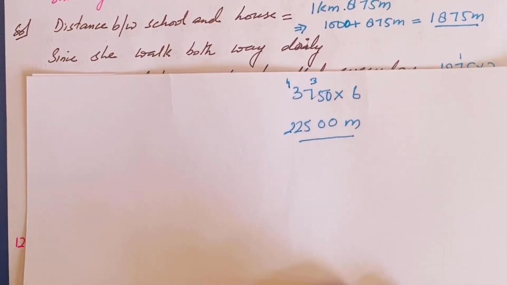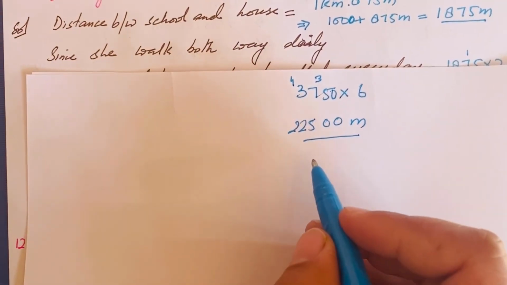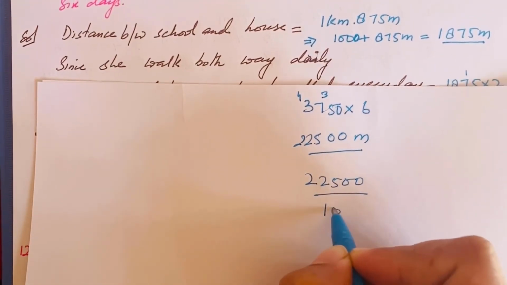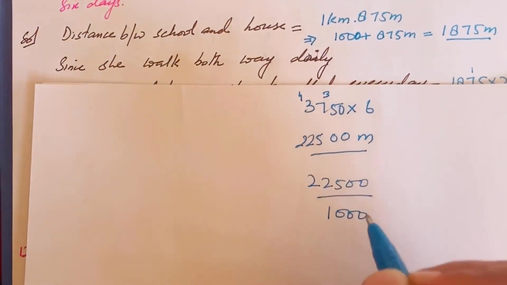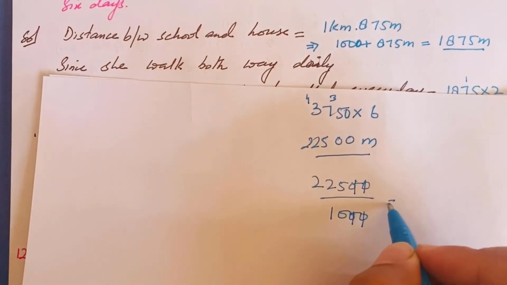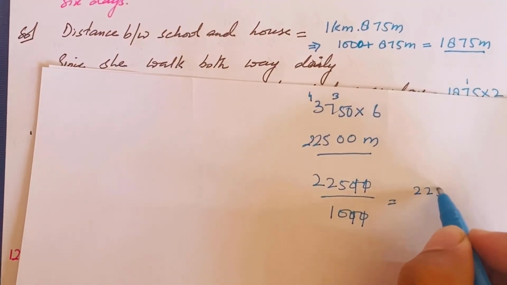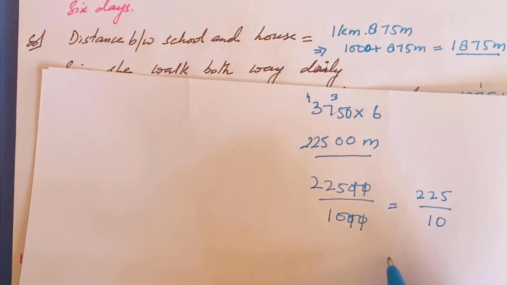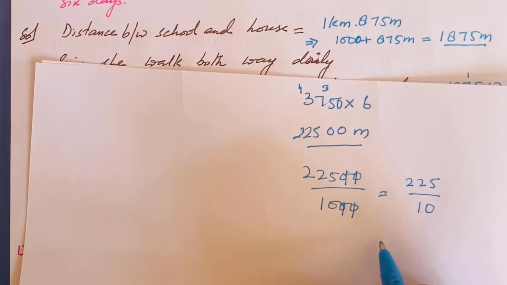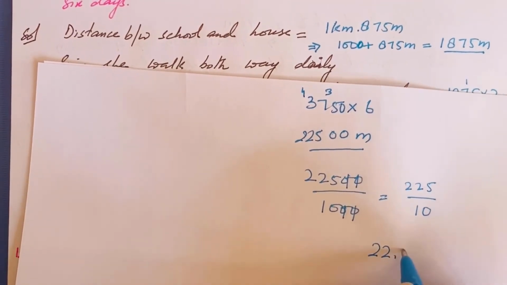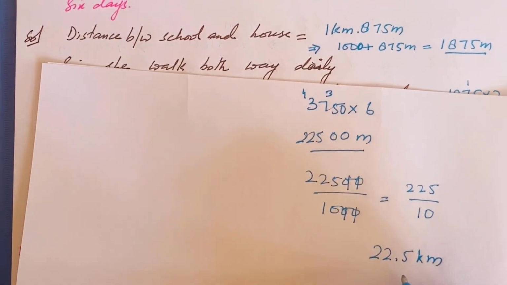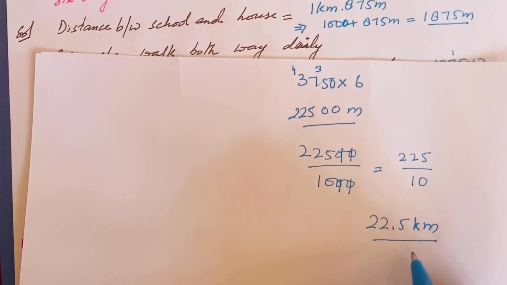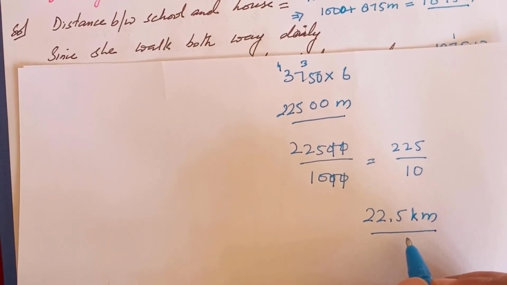If we want to convert this into kilometer, we just have to divide 22500 by 1000, because in 1 kilometer there is 1000 meter. So cancel these two zeros, and we are left with 225 upon 10. When we divide 225 by 10, we get 22.5 kilometer. So it means she covered 22.5 kilometer in 6 days. This is your final answer.